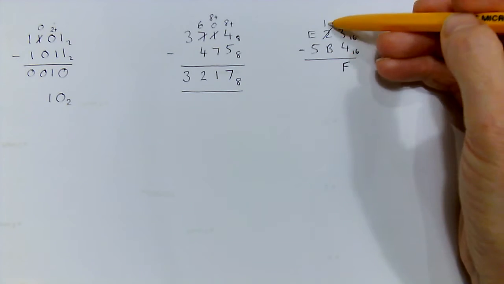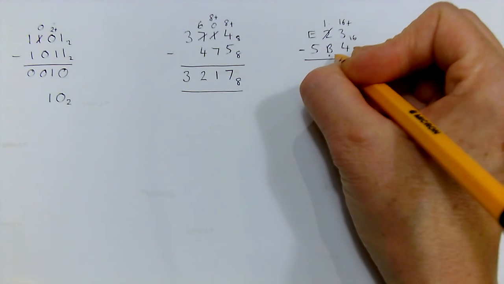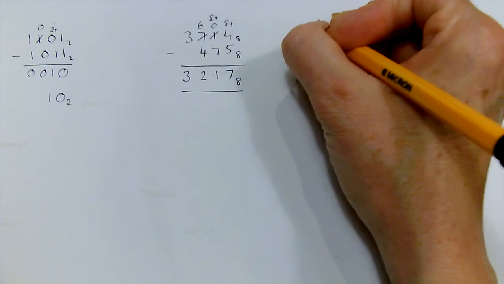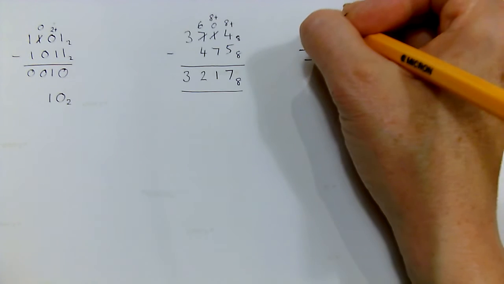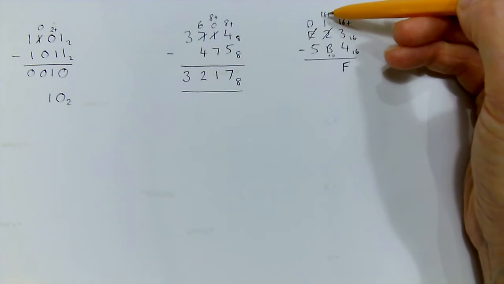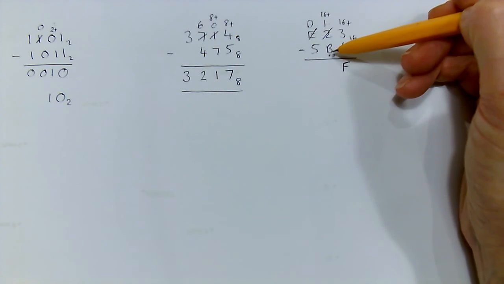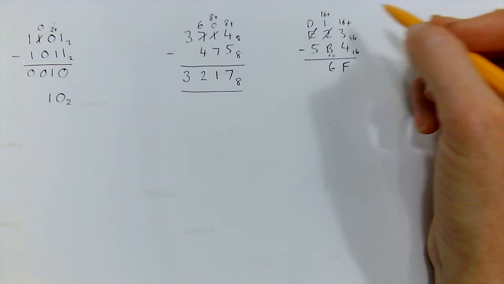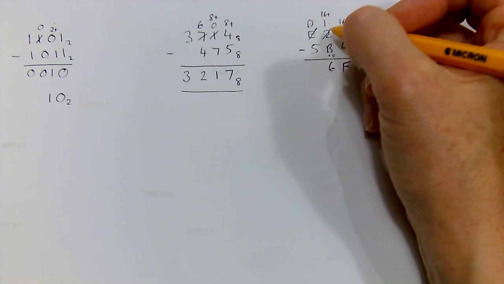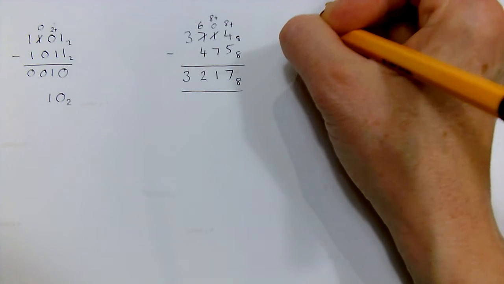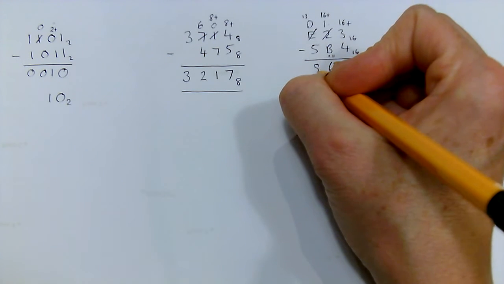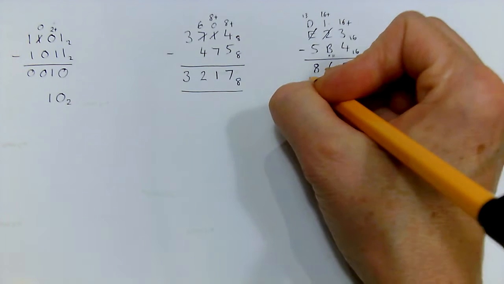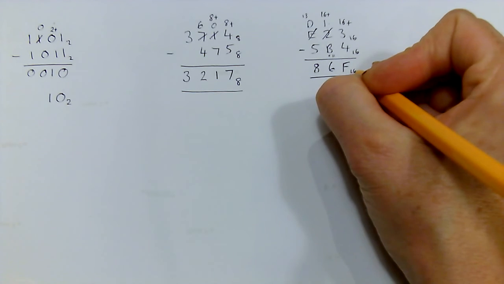Okay. Then we've got 1 take away B, and just reminding myself, B is 11. So I can't do that, so I'm going to knock this one down to be D and hand over a 16 to this column. So we've got 16 add 1, which is 17, take away 11, which is 6. And then finally we've got D, which I'm trying to remember, D would be 13 minus 5, and that gives us 8. Just double checking I have got the right numbers. Yes, that's it. Base 16.